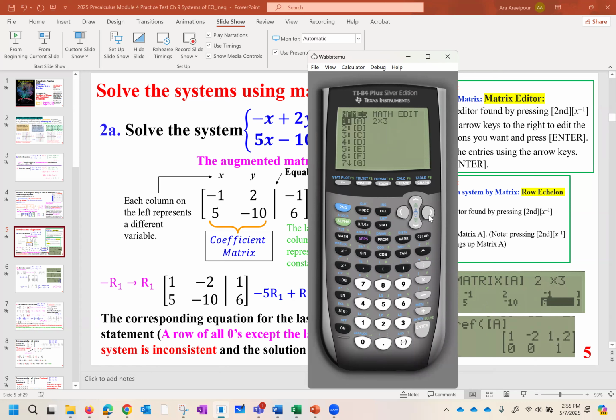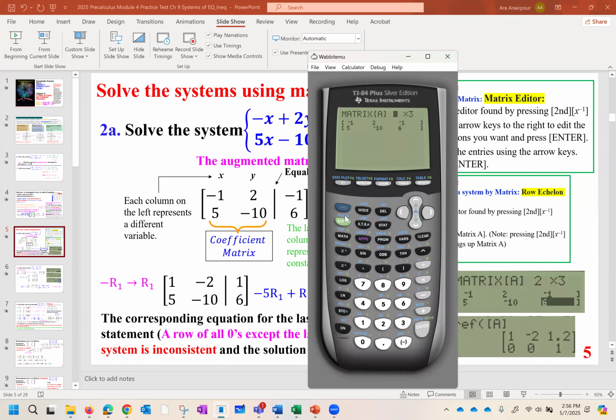That's okay. It is. Okay. That's exactly what we put in. Okay, so -1, 2, -1, and so forth. So it brings up the matrix we want.